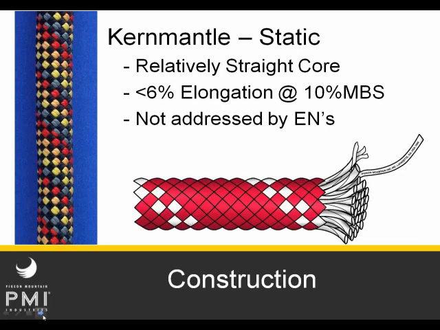Static rope isn't really addressed by European standards. It has a relatively straight core and less than 6% elongation at 10% of its minimum breaking strength. In Europe, they don't use this type of rope, and it became very confusing for a period of time because what we've referred to as static rope in the United States and what Europeans referred to as static ropes in Europe were quite different beasts from one another. The Cordage Institute standard, CI 1801, has helped to clarify some of that, and what we refer to as low stretch rope is actually quite consistent with what the European norms specify for low stretch rope.